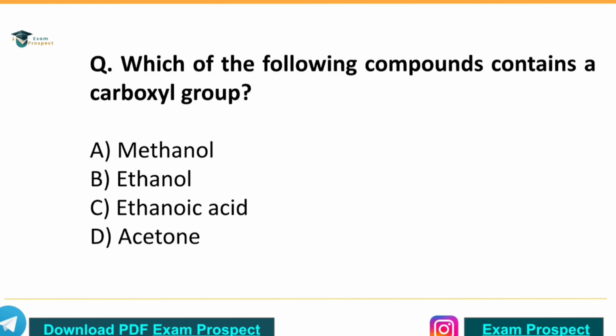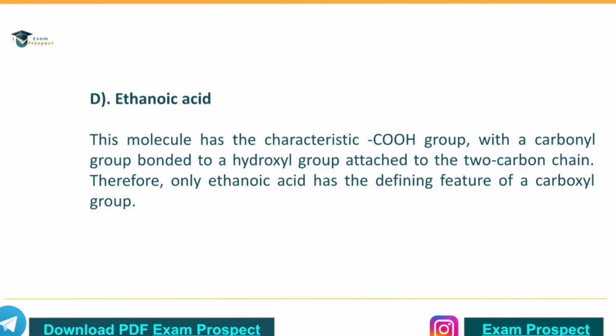Next question, which of the following compounds contains a carboxyl group? The correct answer is option C, ethanoic acid. Here, this molecule has the characteristic COOH group, with a carbonyl group bonded to a hydroxyl group attached to a 2-carbon chain. Therefore, only ethanoic acid has the defining feature of a carboxyl group.